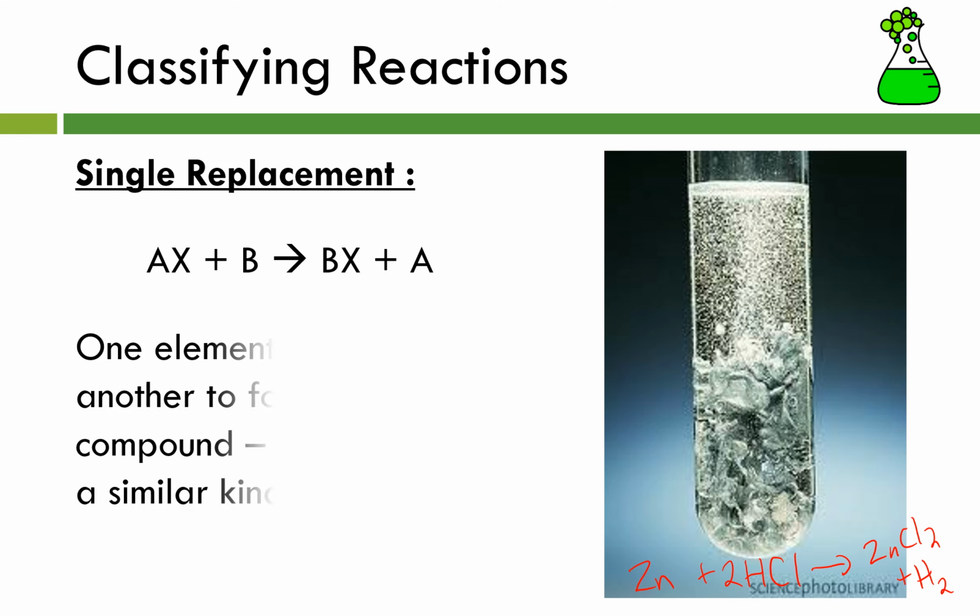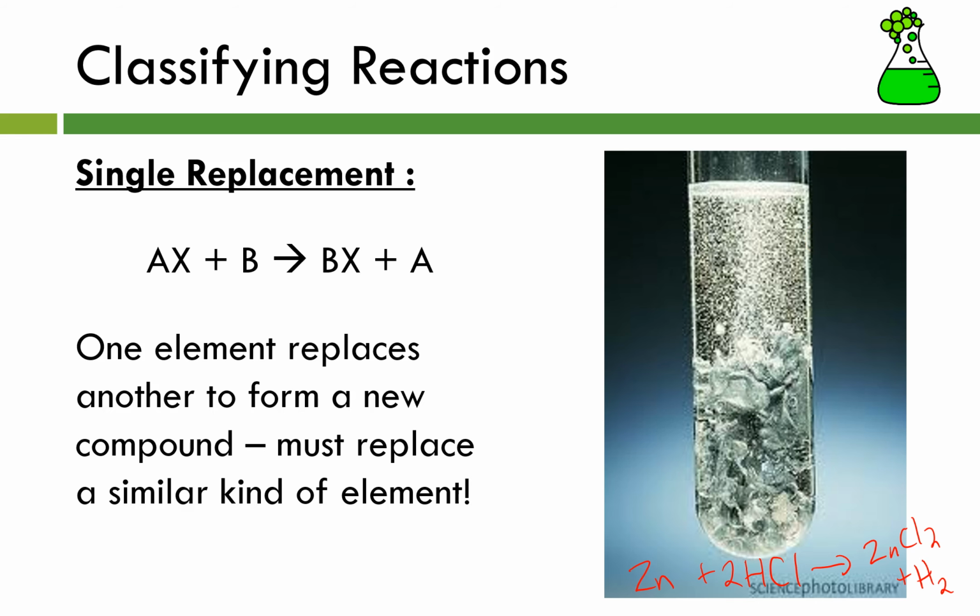In the case of a single replacement reaction, one element is going to replace another element within the compound. And you have to make sure that you are replacing a similar kind of element. Generally speaking, when you do reactions like this, you have to have either a metal or a nonmetal as the single element, and a lot of times you're going to have a compound that kind of behaves like an ionic compound if it isn't ionic already.